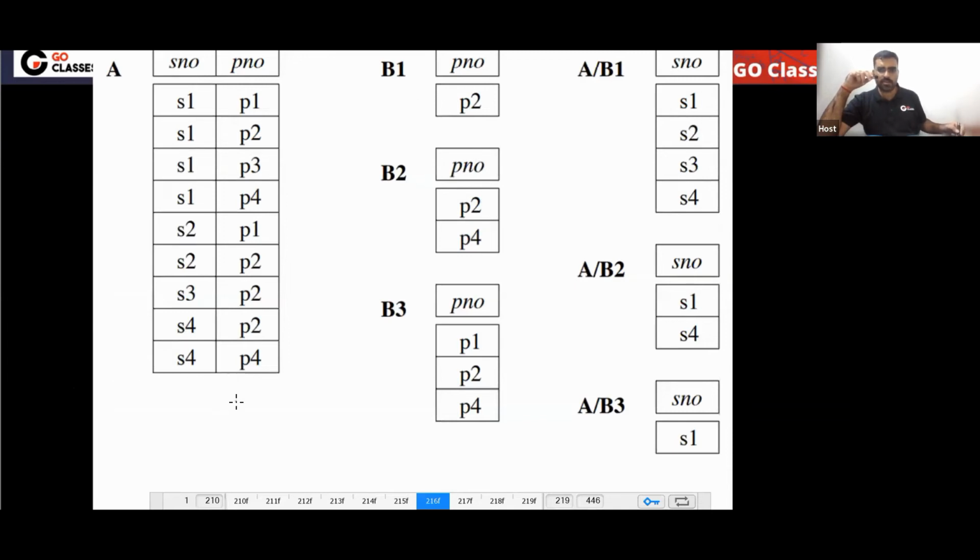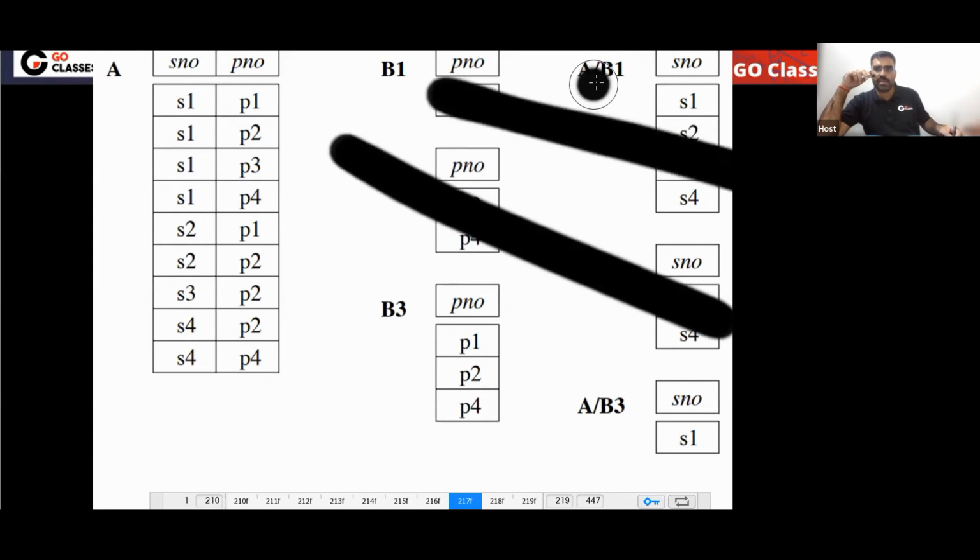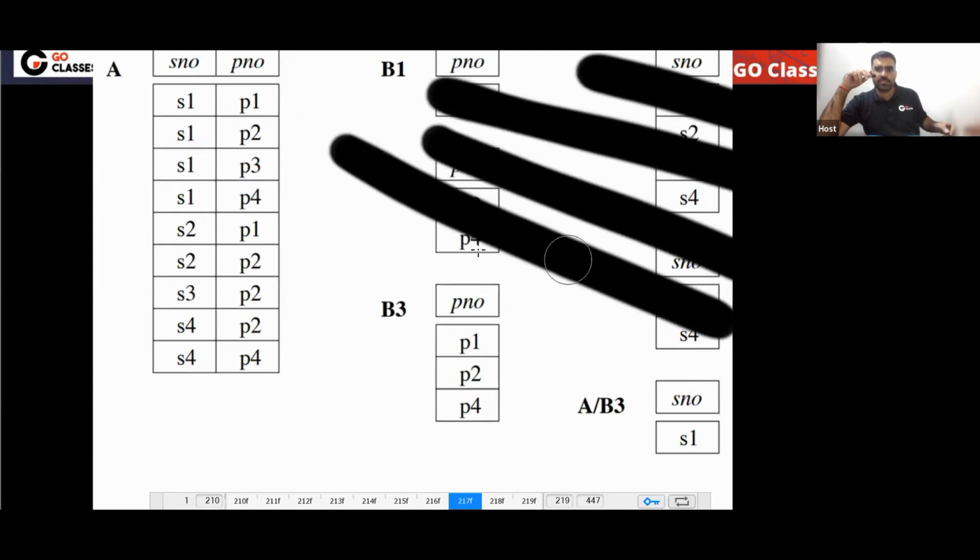For example, let's do this one, with b3. Let's forget about anything else. Let me do b3, and the remaining you can do.